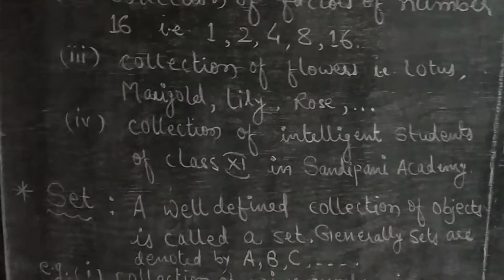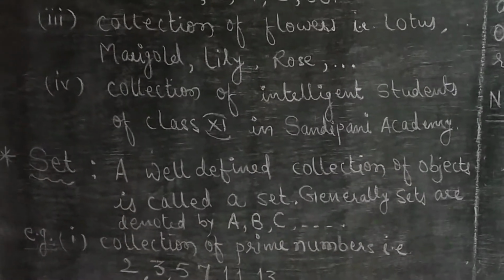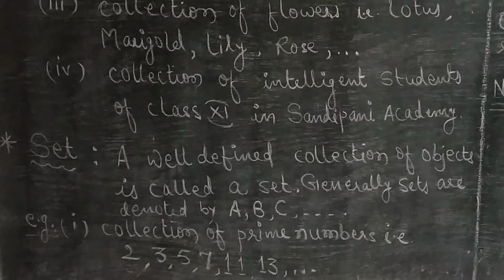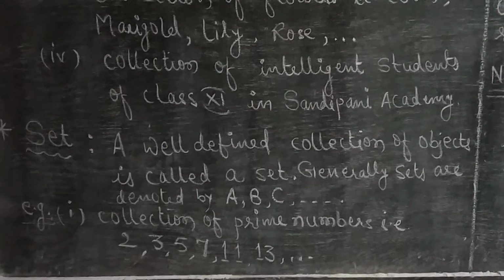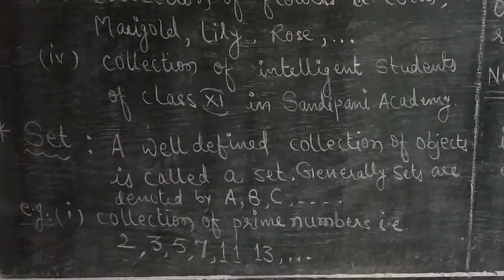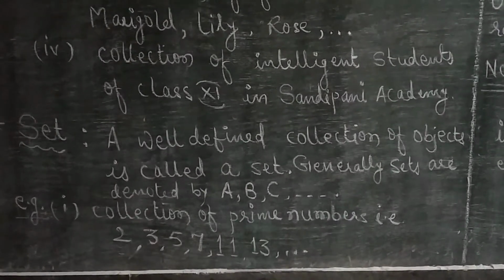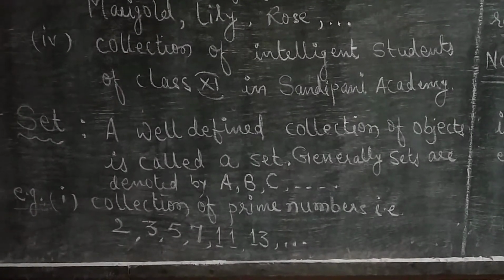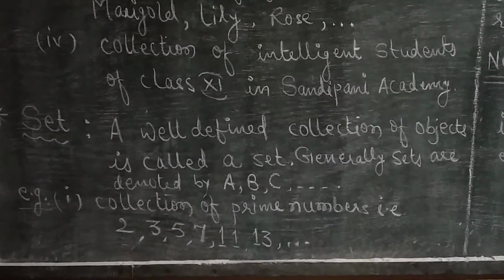Now we will take the set. What is a set? A collection may be a set or may not be. So which collection will be a set? A well-defined collection of objects. Remember this word, well-defined. It is the most important word. Okay. So a well-defined collection of objects is called a set. Generally, sets are denoted by capital alphabets like capital A, B, C and so on.